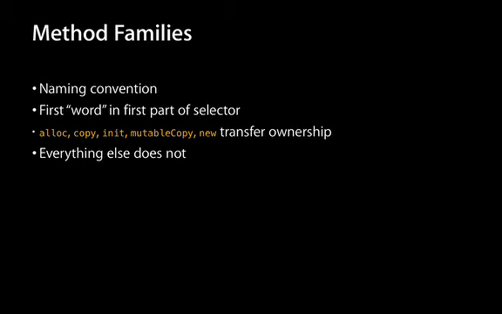So initWith is an initializer. Initialize is your own thing. So the words that we care about are alloc, copy, init, mutableCopy, and new. These transfer ownership, i.e. they return retained or +1, and everything else does not. So if you have a method named copyMachine, guess what? It returns +1.